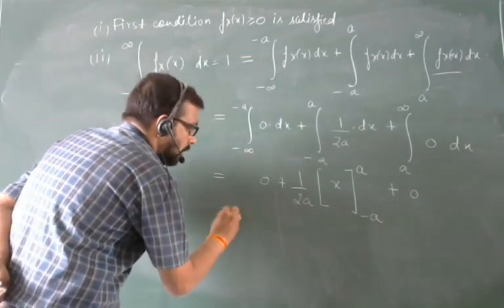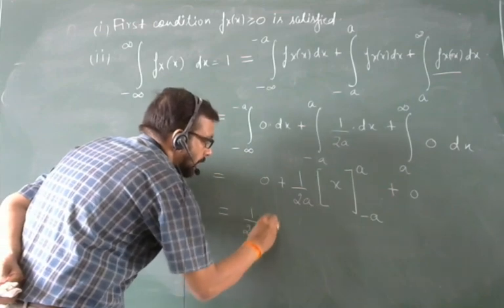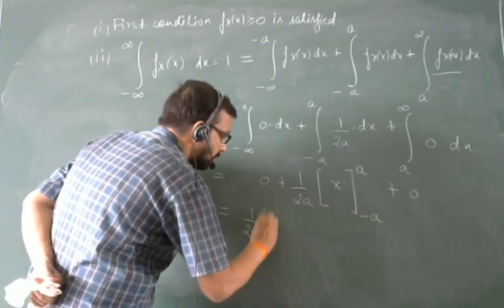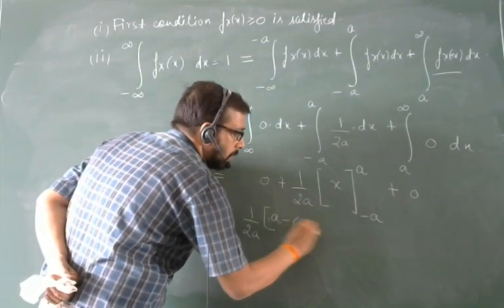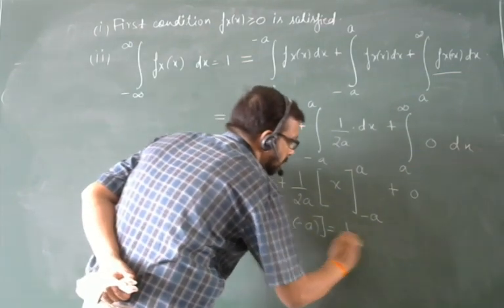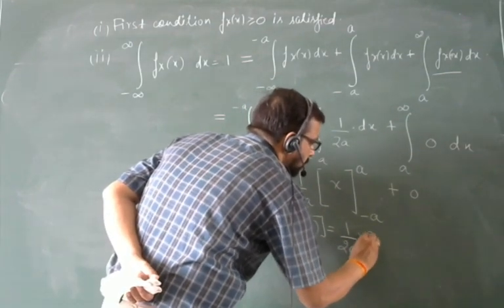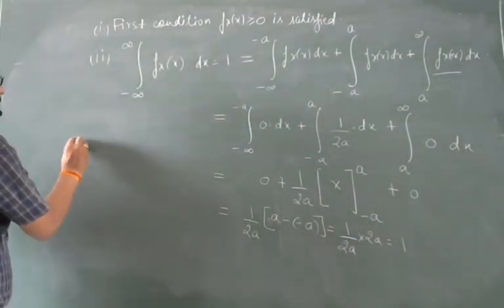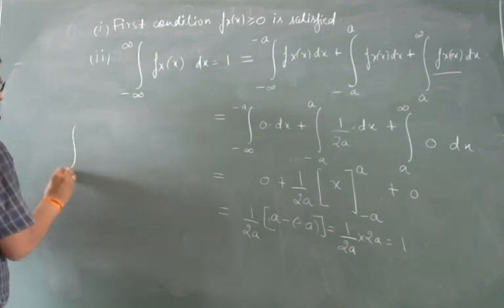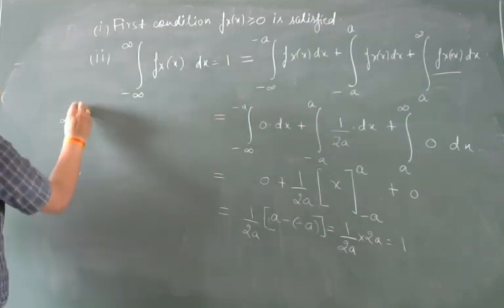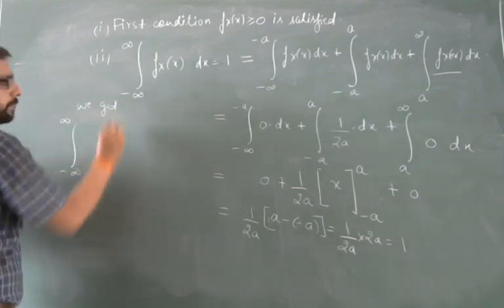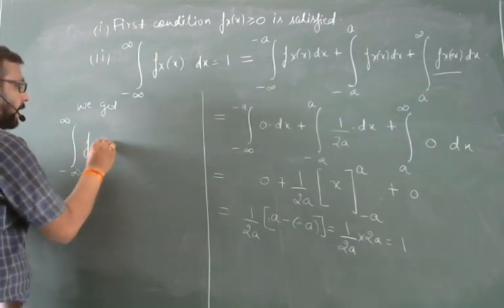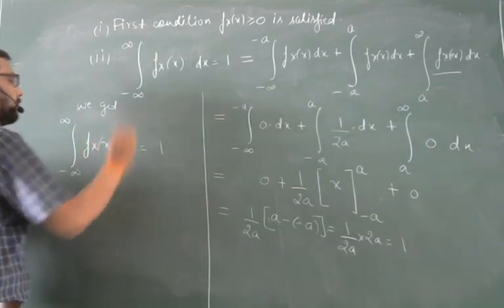Now this is equal to 1 upon 2a times, if we place the limit here, a minus minus a, that is 1 upon 2a into 2a, which is equal to 1. That means finally, from minus infinity to infinity, we get f x dx equal to 1.